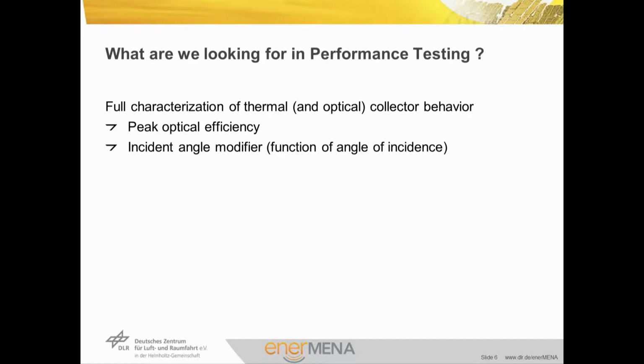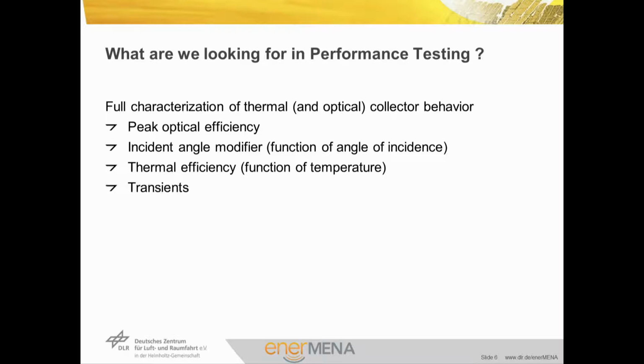The incident angle modifier characterizes optical losses of the system relative to its peak optical efficiency. The incident angle modifier is a function of the angle of incidence. These losses generally increase with increasing angles of incidence. The thermal efficiency is another important quantity. It expresses how much of the heat initially absorbed is made available as useful heat of the system. As the heat loss to the surroundings generally increases with increasing system temperature and hence temperature difference to the surroundings, thermal efficiency decreases with increasing system temperature.